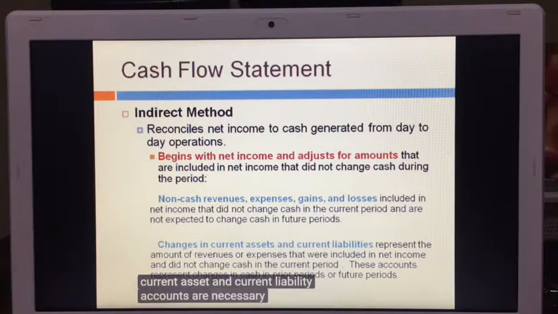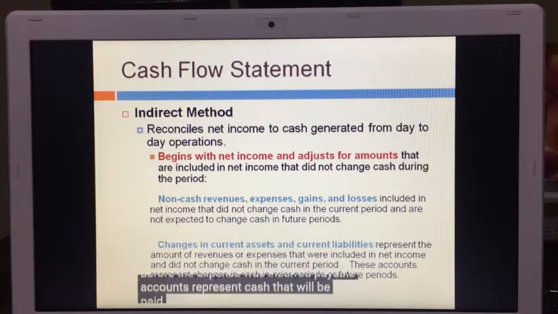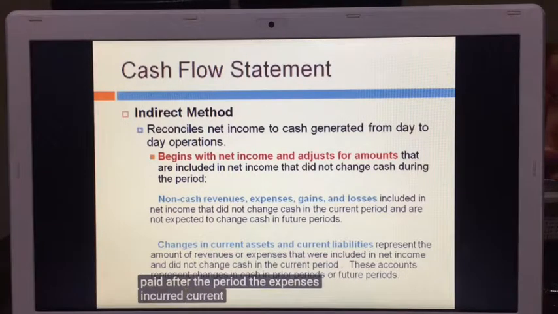Current assets and current liabilities accounts are necessary because cash did not occur in the same period as the revenue or expense. Accounts receivable is used when cash was not received in the same period as the sales. Prepaid expenses represent cash paid in the period before the expense was incurred. Accounts payable represents cash that will be paid after the period the expense was incurred. Current assets and current liabilities represent the difference between the cash and the amount included in the net income. Net income is adjusted for the items that were included in that income that did not also have cash paid or received in the same period.